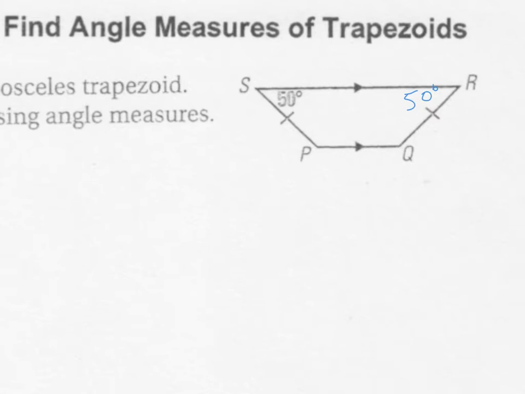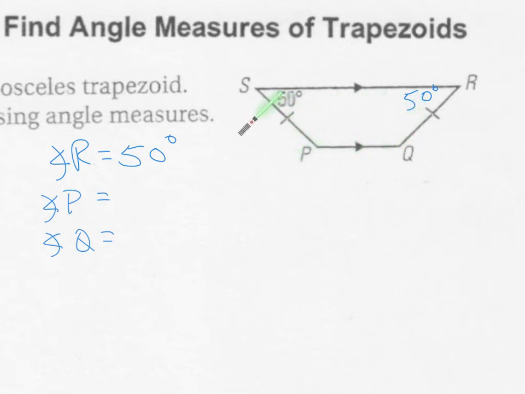Now, so angle R is 50. And I'll try to write a little neater for those of you out there that are criticizing how neat I write. Now to figure out what angle P and angle Q would be, think about it for a second. How many degrees are inside a quadrilateral? If you're thinking 360, you're right.